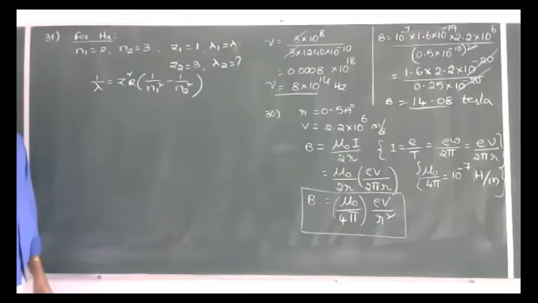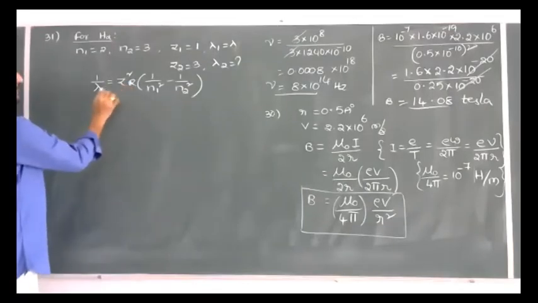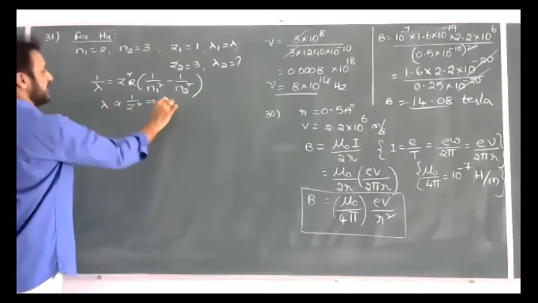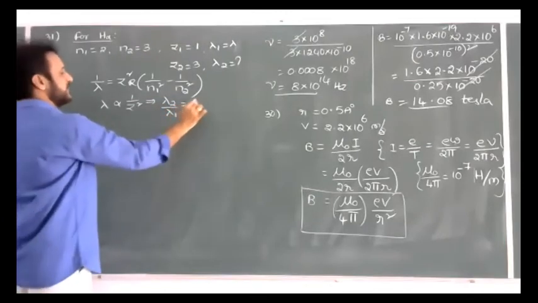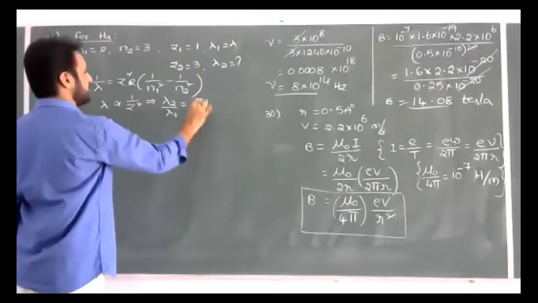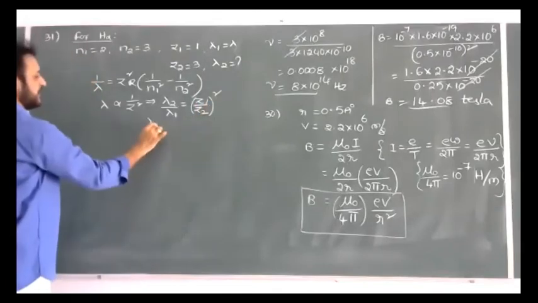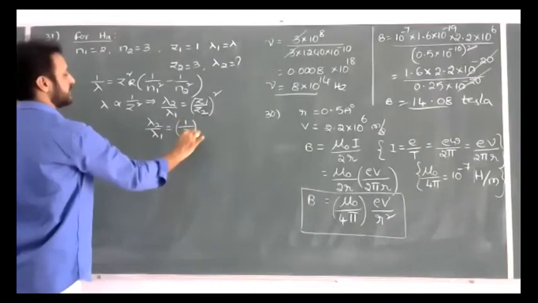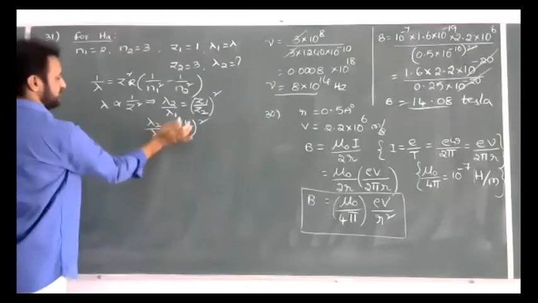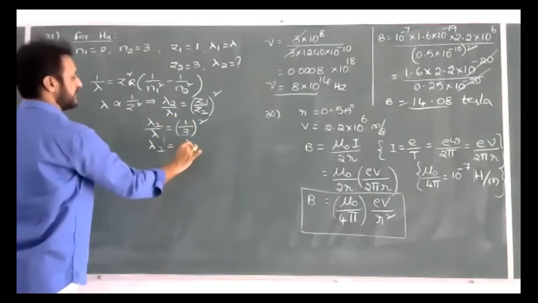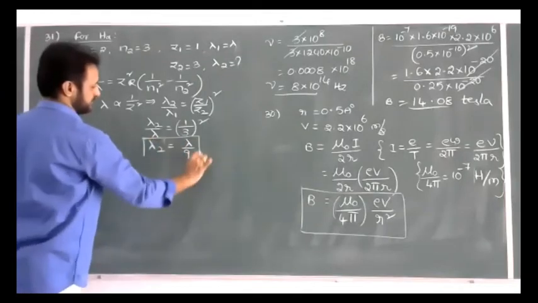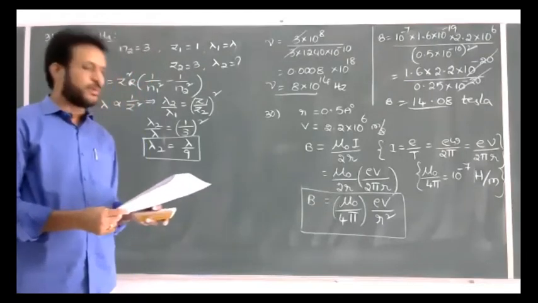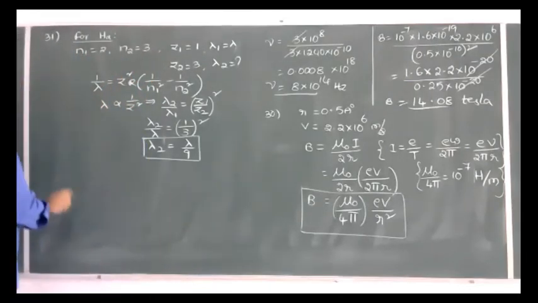In both cases N1, N2 are the same and R is also the same, so 1 by lambda is proportional to Z square, or lambda is proportional to 1 by Z square. That implies lambda 2 by lambda 1 is equal to Z1 by Z2 whole square, where Z1 is 1 and Z2 is 3, so (1 by 3) whole square. Therefore lambda 2 is equal to lambda by 9. That is, option 1 is correct. Question number 31, first option correct.